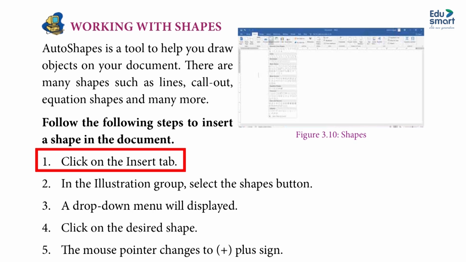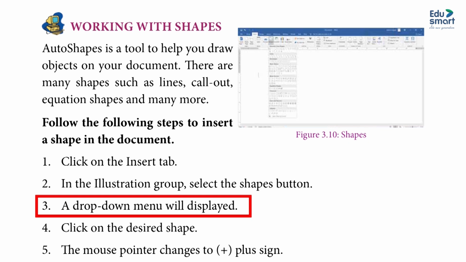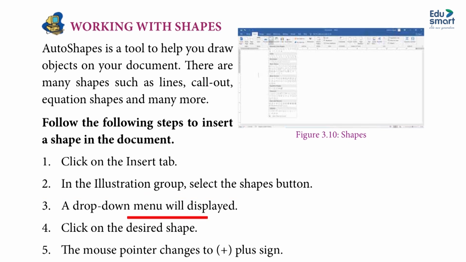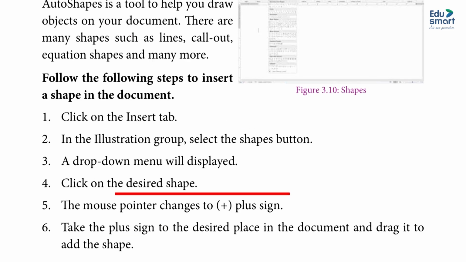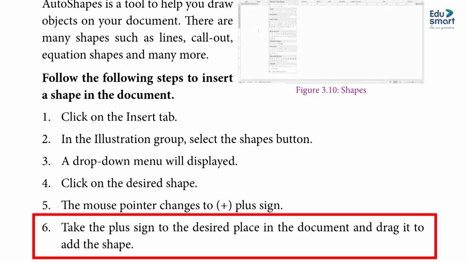1. Click on the Insert tab. 2. In the Illustration group, select the Shapes button. 3. A drop-down menu will display. 4. Click on the desired shape. 5. The mouse pointer changes to plus sign. 6. Take the plus sign to the desired place in the document and drag it to add the shape.